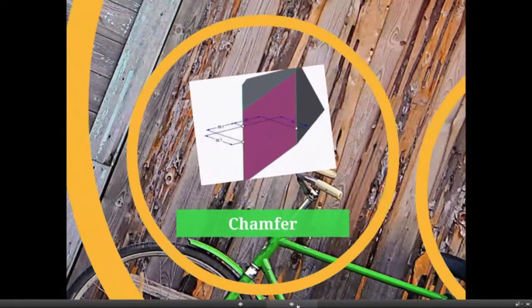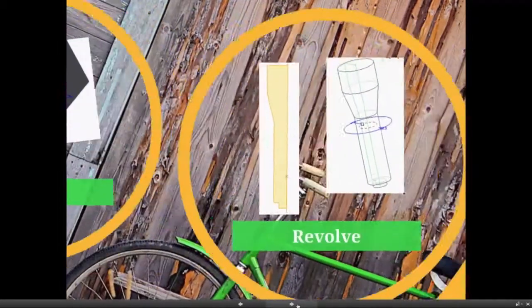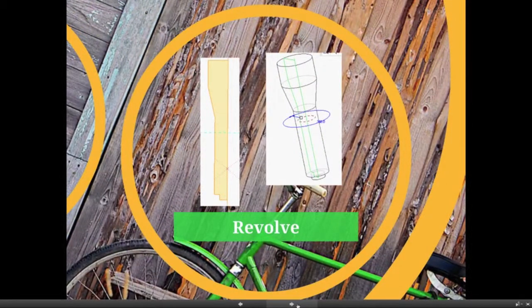There are two types of chamfer. The first type was even chamfer. The second type was uneven chamfer. The second feature was revolve. To revolve a piece, go to sketch, use the centerline tool. You only need half the sketch, then quit sketch, go to revolve tool, type in 360 degrees, and your piece will look like the picture on the right.